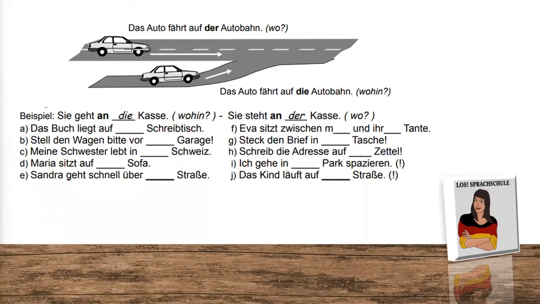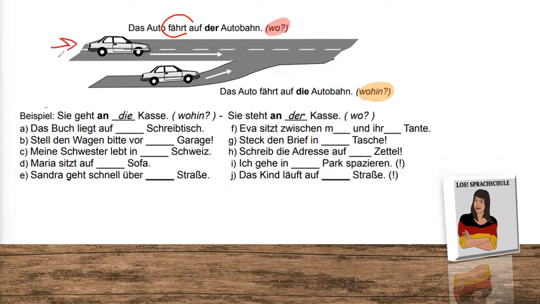This is the, let's say, hardest part, if you want. You know that wo means where and wohin means towards where. Now you have a verb which is fahren, to drive. And now you think, okay, this is easy. Driving is a movement. And we learned before that movements are always wohin, right? But this is not so easy.